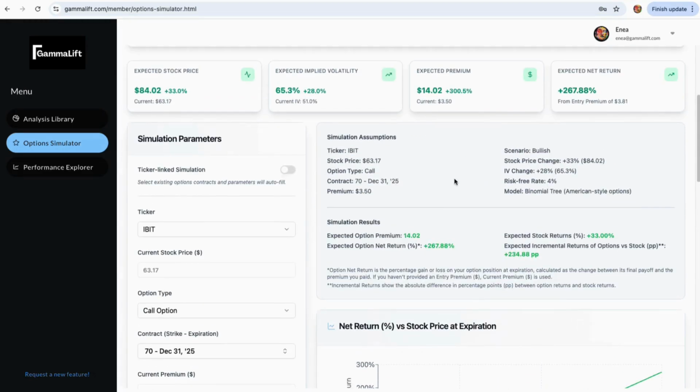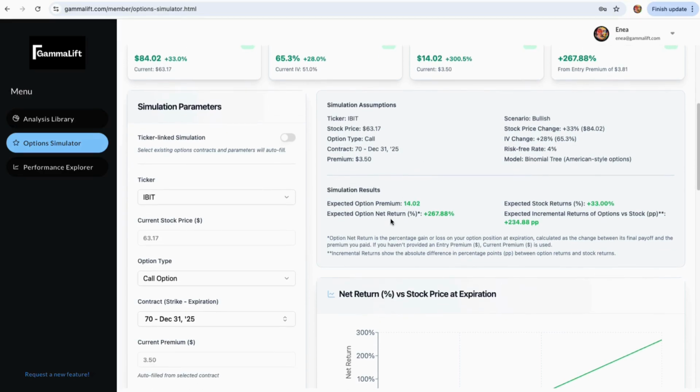There are simulation assumptions about all the features that we used here, and then we have the simulation results at expiration. So what will be the expected premium if the price moves, as I said, plus 33% to $84, and the expected option net return. So given how much we paid, how much we will have back. In this case, we see it's a 267% return if at expiration the price is 33% higher.